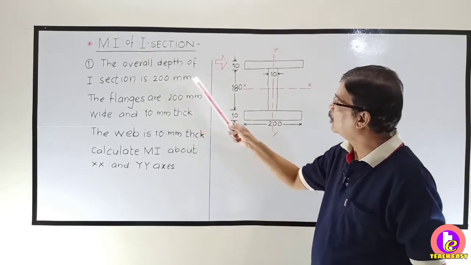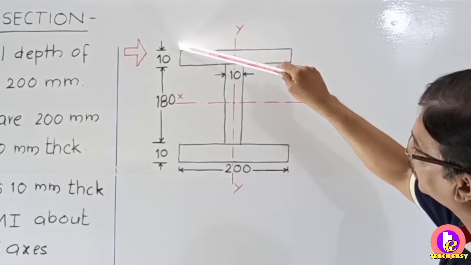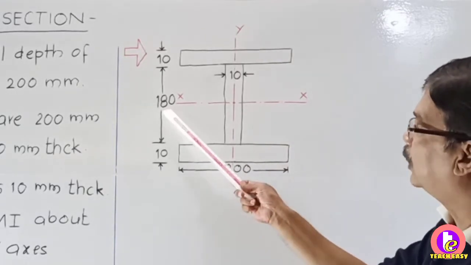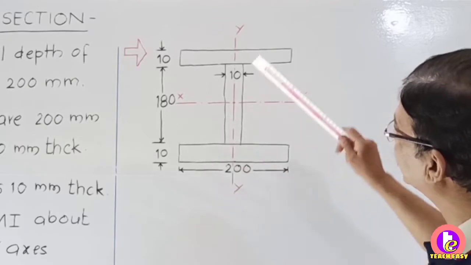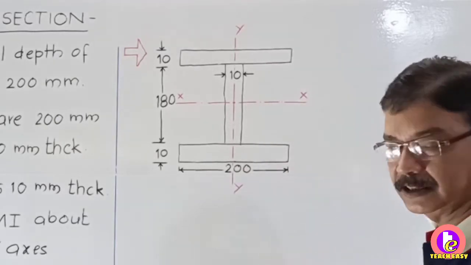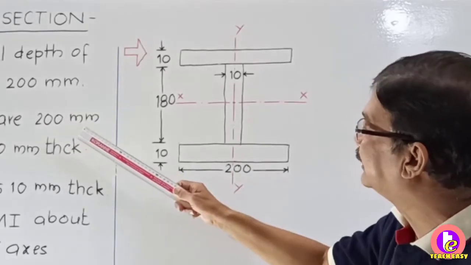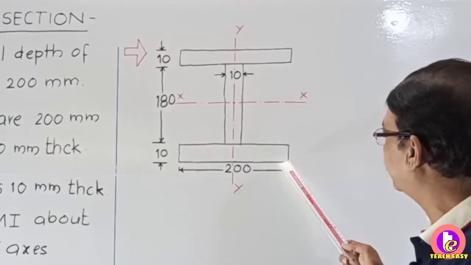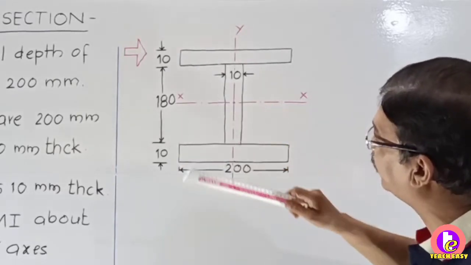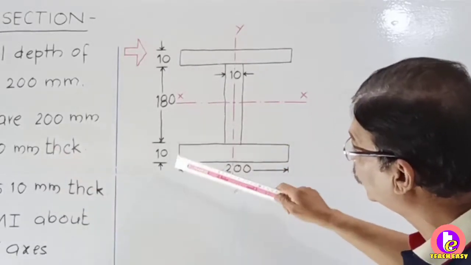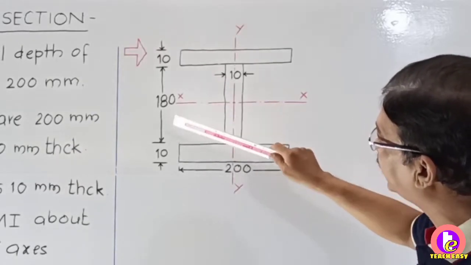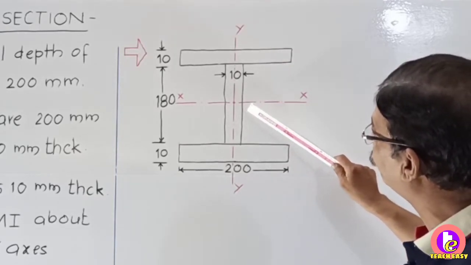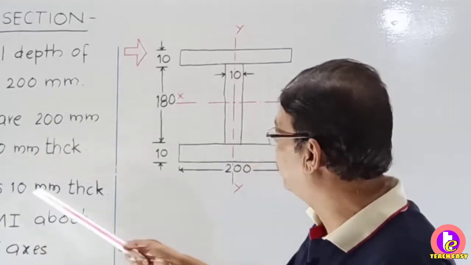So, overall depth of the section is the depth from the topmost layer to the bottommost layer. This is 200 mm. Now, how this 180 has come, let us see. I section has two flanges. This is top flange, this is bottom flange. Top flange and bottom flange dimensions are 200 mm wide and 10 mm thick. So, this is the width of flange and 10 mm thick. Overall depth of the section is 200 mm. So, 200 minus 10 minus 10 is 180 mm. This is the depth of the part which joins top and bottom flange, which is known as web. And the thickness of the web is given 10 mm.